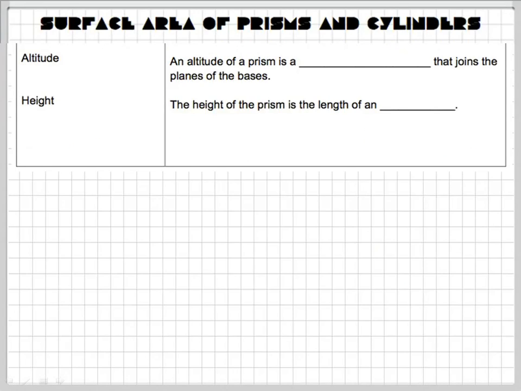So let's take a look at, oh yeah, these are important too. The altitude of a prism is a perpendicular segment. To do perpendicular, you just have to draw that little sign. Perpendicular segment that joins the planes of the bases. So they are planes, they're also called faces, I suppose. That joins them. The height of the prism is the length of an altitude. The most important thing is that it's perpendicular.